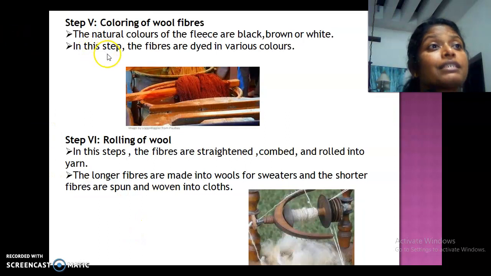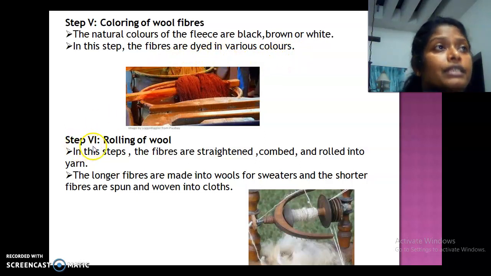The fifth step is coloring of the wool fiber. Naturally, the hair of the fleece might be either black, brown or white, so they will not be red, blue and so on. Naturally black and brown cannot be colored, but we can easily give dye to the white fleece. In this step, any color, natural or artificial, can be given to the white wool, and it can be dyed in various colors.